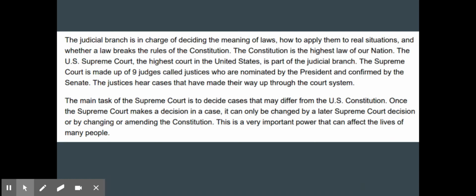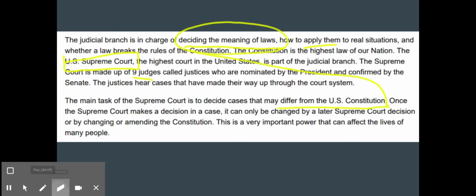All right, let's go to our last branch. As I'm reading through, the judicial branch is in charge of deciding the meaning of laws and how to apply them. Okay, it does note that the Constitution is the highest law, and then the U.S. Supreme Court is the highest court, and that has 9 judges on it. As I continue on, I note that the Supreme Court is to decide cases that may differ from the U.S. Constitution. Okay, so that's going back to deciding the meaning of the laws.